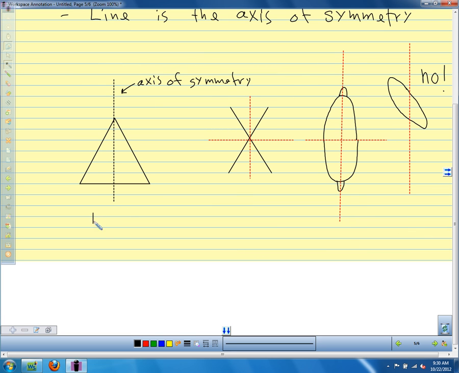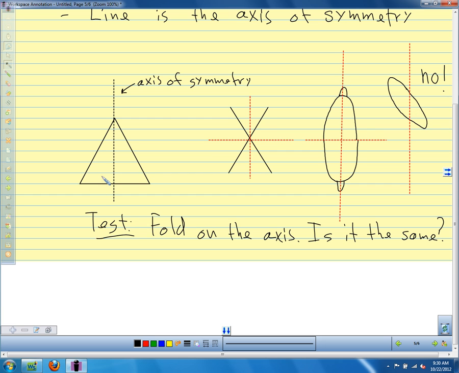So our test for reflectional symmetry is fold on the axis and see if the picture is the same. So if we can fold along our axis and the picture looks the same on either side, then we would have reflectional symmetry. So all of these shapes would have reflectional symmetry, and this one would not.